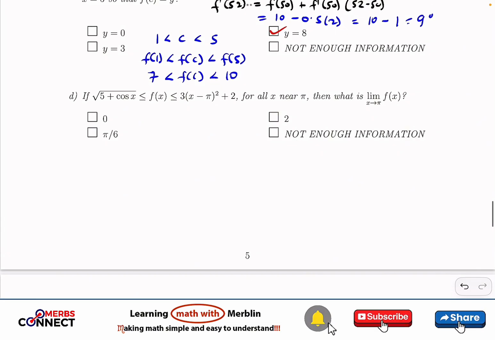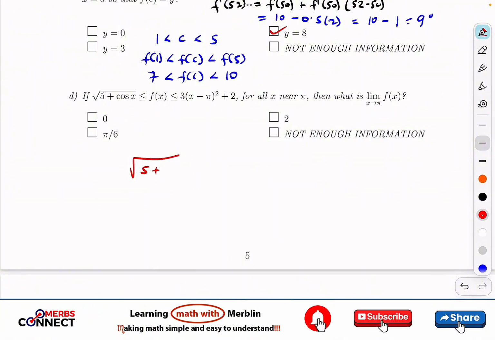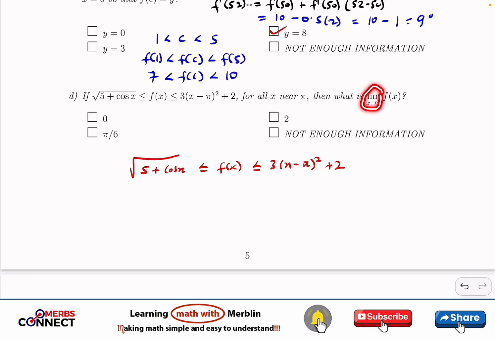Now let's look at D. So D is basically squeeze theorem. So we have square root of 5 plus cos x less than or equal to f of x less than or equal to 3x minus pi squared plus 2. Now we need the limit as x is approaching pi of f of x. Now we have f of x here, so the only thing that is missing is the limit as x is approaching pi. So I'm going to take the limit as x is approaching pi on this, and then we solve.